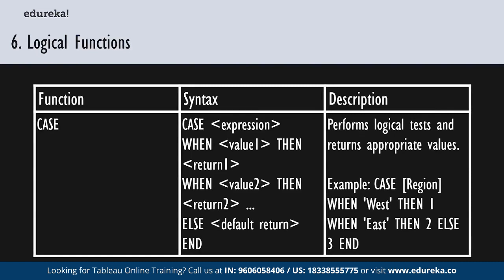Next, you have case. If any of you are from a coding background, you can relate it with the switch case. It performs a number of logical tests and returns appropriate values. The case function evaluates an expression, compares it to a sequence of values, and returns a result. When a value that matches the expression is encountered, case returns the corresponding return value. If no match is found, then the default return expression is used. And if there is no default return and no values match, then null is returned.